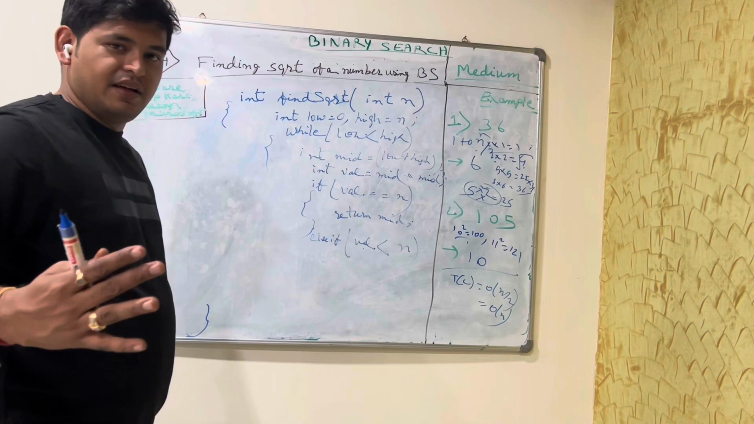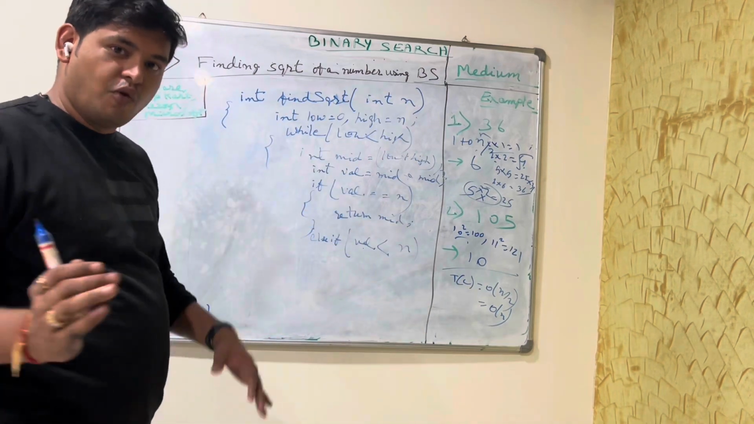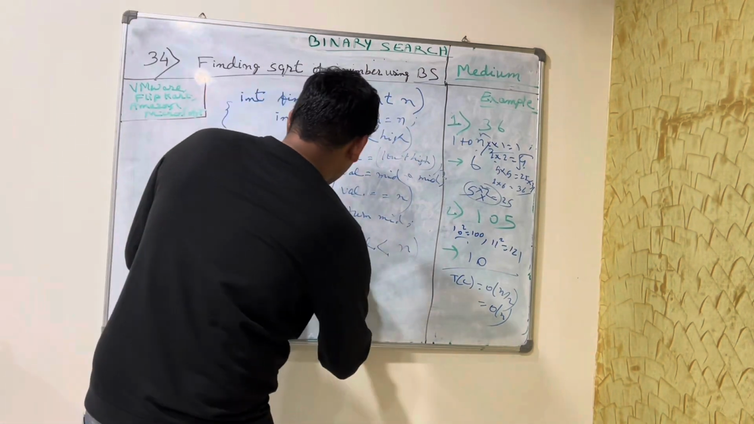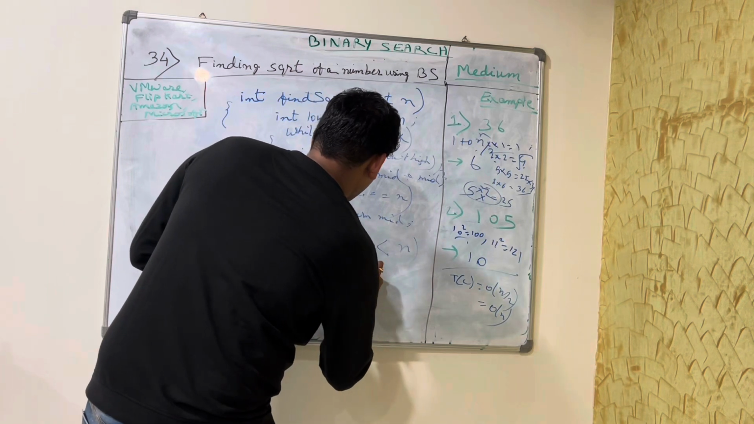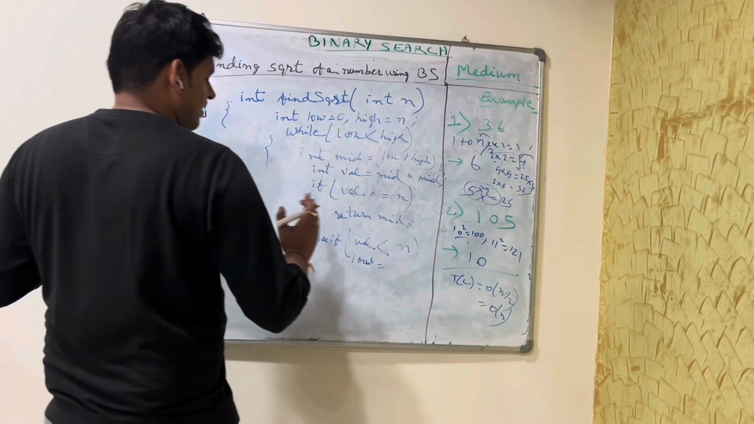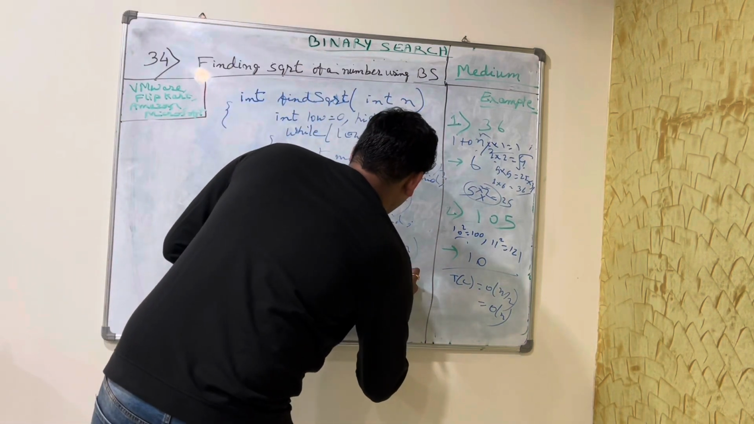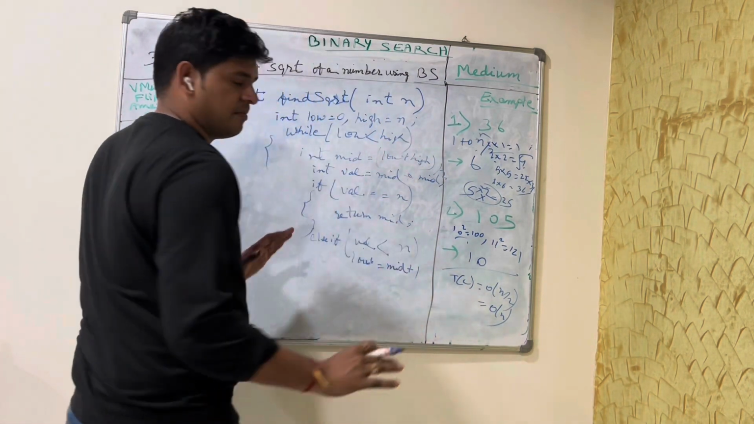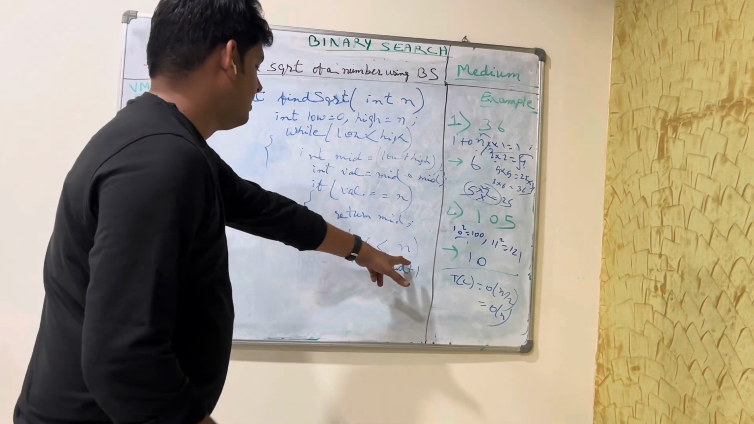We need to go ahead. We need to see, okay, for the next number, it won't be smaller than 5. So what do we do? We increase low's value. Okay, we will eliminate the left half. So low would become mid plus 1 because mid is not going to be the answer. Mid square is less than the value, this n.